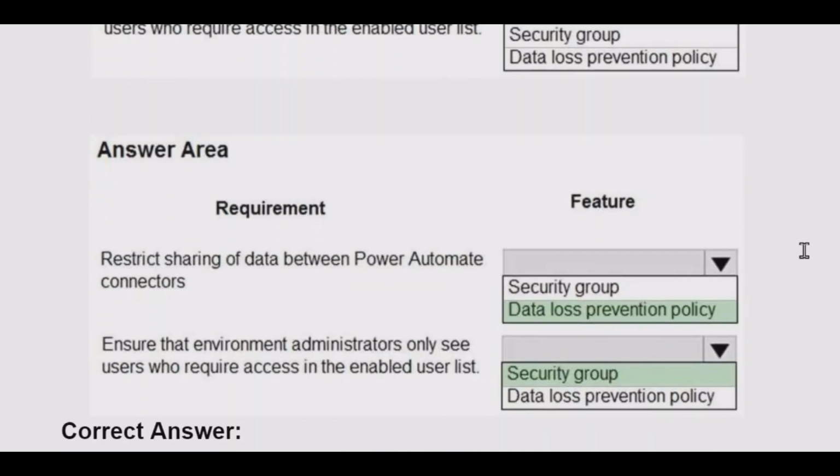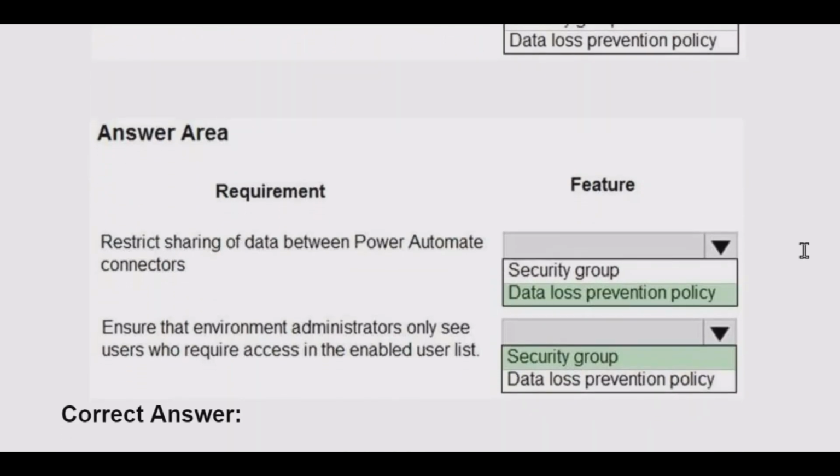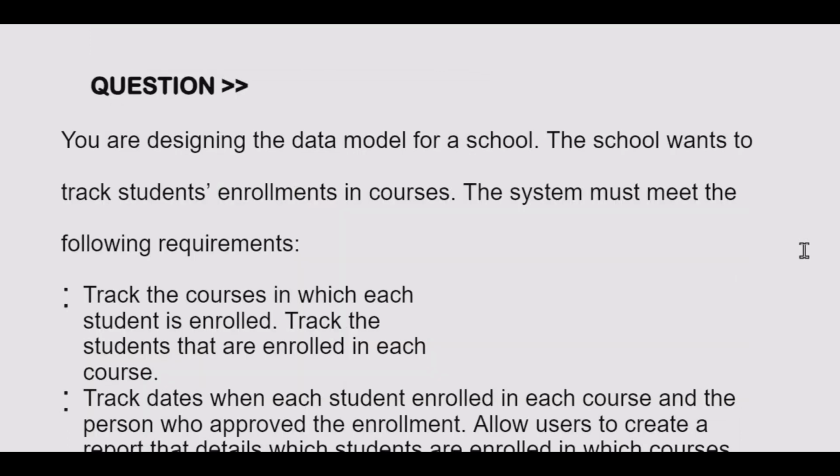The answer for the requirement restricting sharing of data between Power Automate connectors is data loss prevention policy. And the answer for the requirement ensure that environment administrators only see users who require access in the enabled user list is security groups. Our next question is, you are designing the data model for a school.